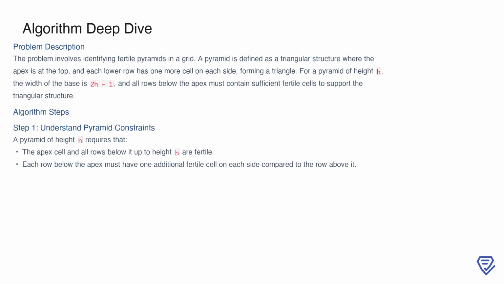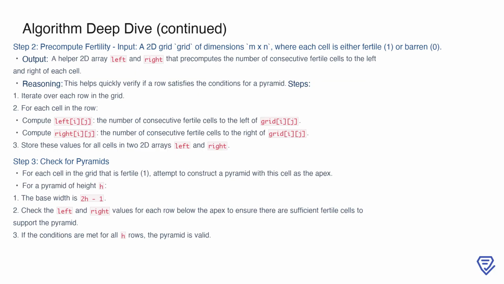Now, to efficiently check for these pyramids, we begin by pre-computing information about the fertility of the grid. The input is a 2D grid where each cell is either fertile, represented as 1, or barren, represented as 0. The goal is to create two helper arrays, left and right, which store the number of consecutive fertile cells to the left and right of each cell, respectively. This pre-computation is useful because it allows us to quickly verify if a row meets the conditions for forming part of a pyramid. To build these arrays, we iterate over each row in the grid.